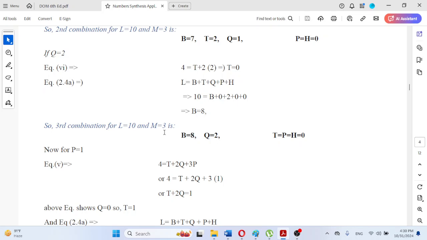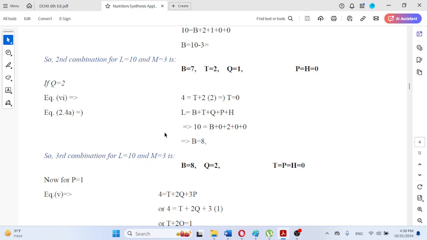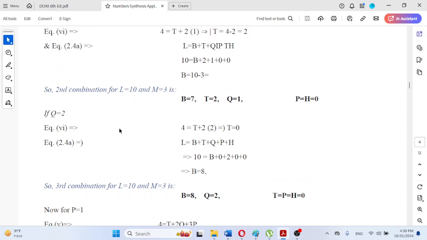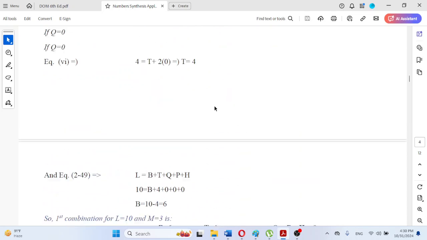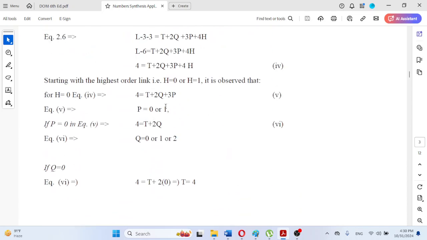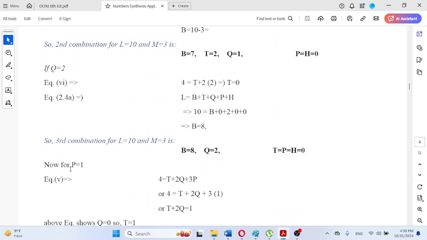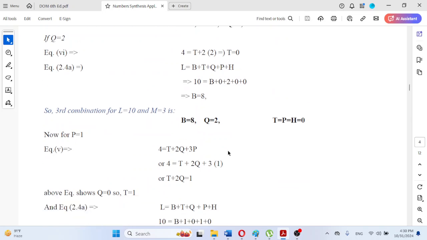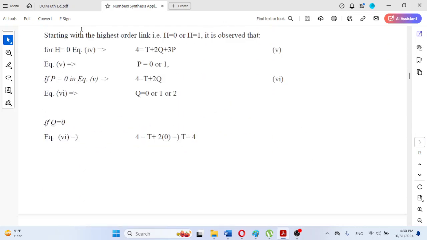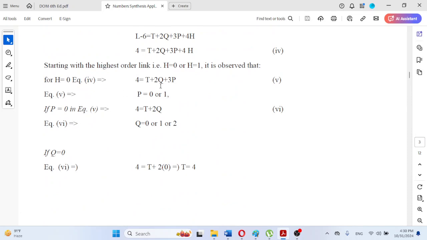So as we can observe, for the quaternary link, all its assumed values have been satisfied. So we will be proceeding backward, that P had assumed the 0 or 1 value. So P is equal to 0 has been solved, so we will now be solving for P is equal to 1. So here, for P is equal to 1, we will again be using equation number 5 here in this equation.